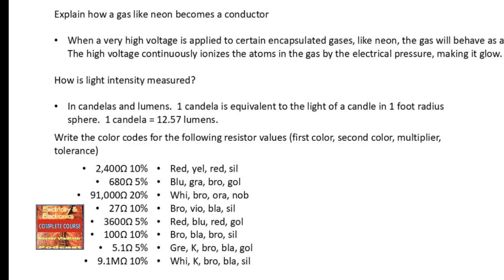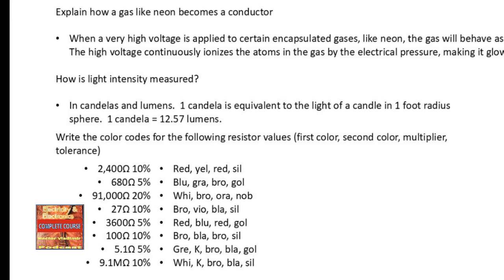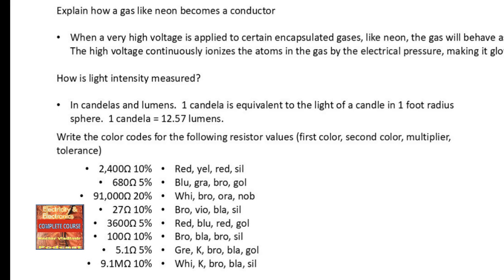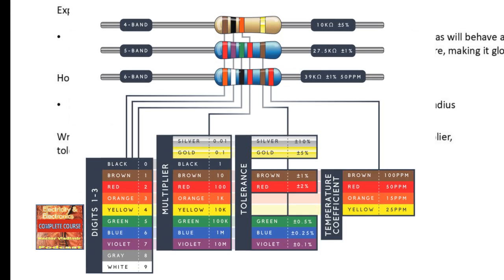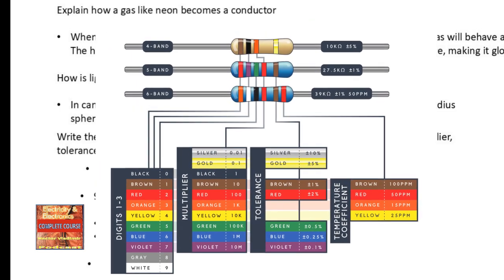Write the color codes for the following resistor values: the first color, second color, the multiplier, and the tolerance. We're going to be using 4 color bands for each resistor. There may be 5, but commonly there are 4. Here are the resistor values as written out. They would not be appearing like that on most resistors. They would be color band coded.